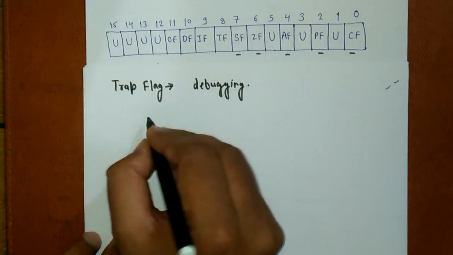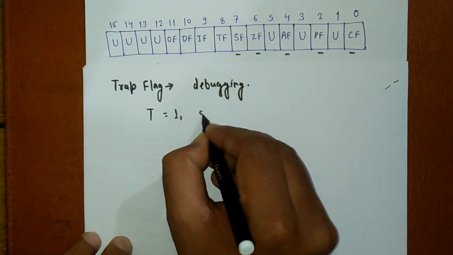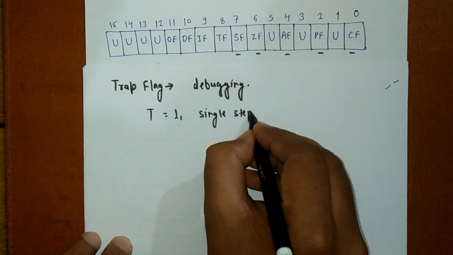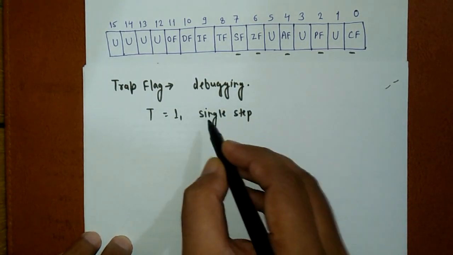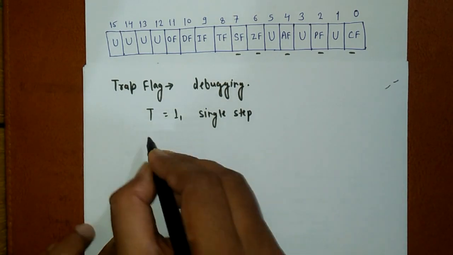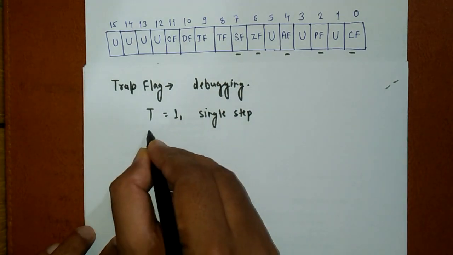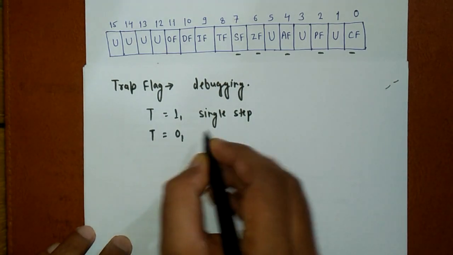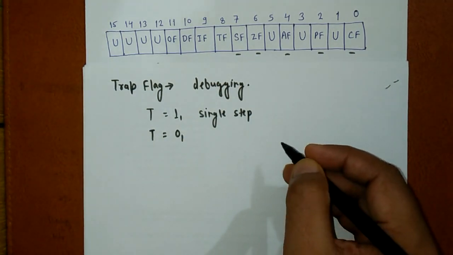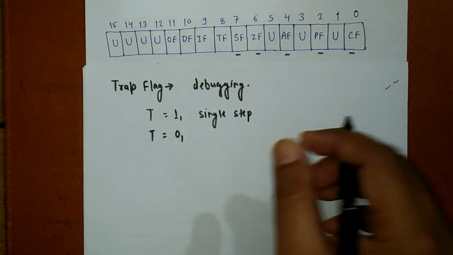So simply, if this flag is 1, then single step will be turned on. That means only a single instruction will run and then execution of the microprocessor will be stopped in order to verify the results by the user. And if the trap flag is 0, that means debugging mode is off, and as usual the program will run at a time. All the instructions will run one by one in this case.